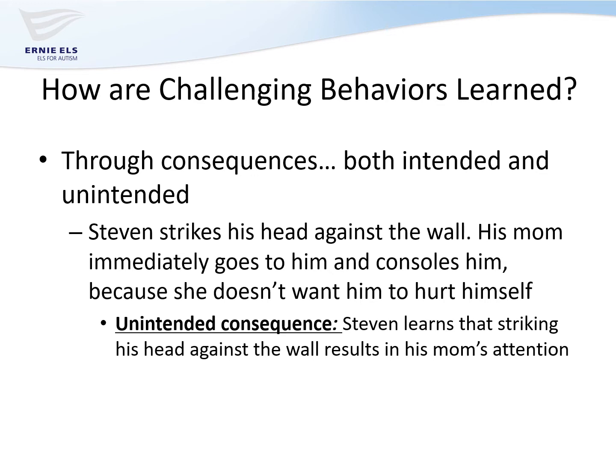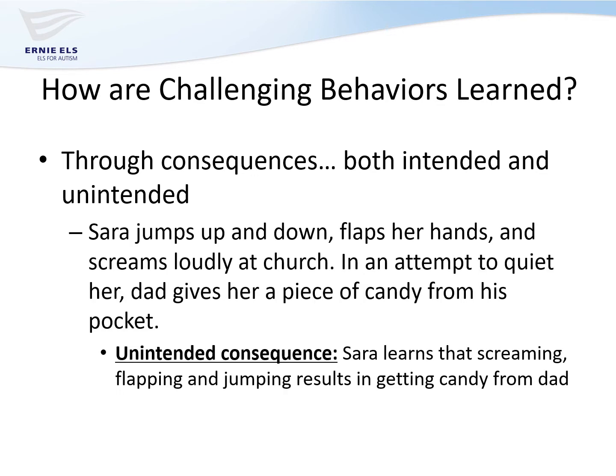As another example, Sarah jumps up and down, flaps her hands, and screams loudly at church. In an attempt to quiet her, Dad gives her a piece of candy from his pocket. Dad's response has the effect that he wanted and gets Sarah to quiet down. However, what Sarah has learned is that screaming, flapping, and jumping will get her candy from Dad. In this example, Dad just wanted to get Sarah to be quiet in church, and he knew that if he gave her a piece of candy, he would accomplish this goal. What Dad didn't consider is the fact that he now has taught Sarah that jumping up and down, flapping her hands, and screaming will get her a piece of candy.